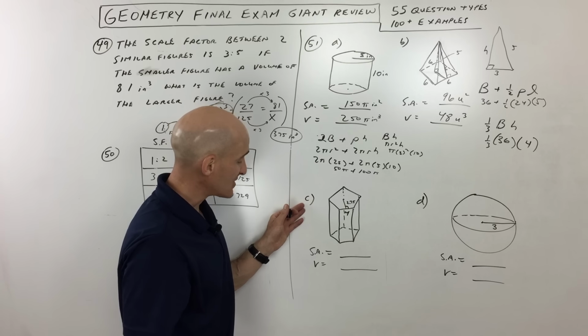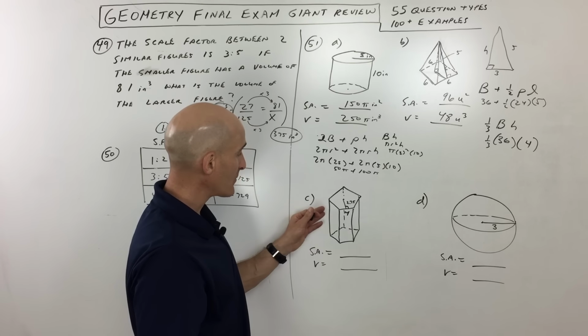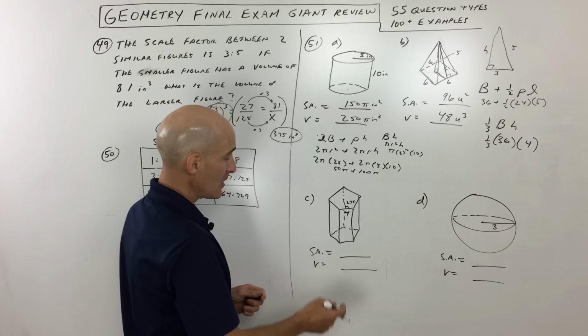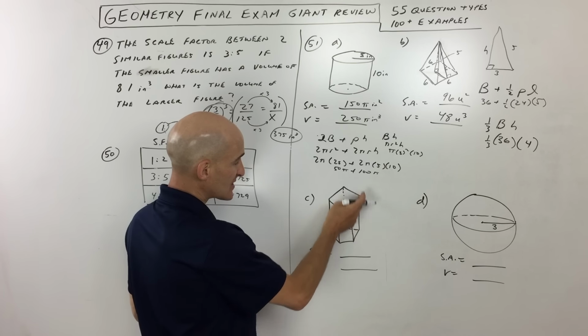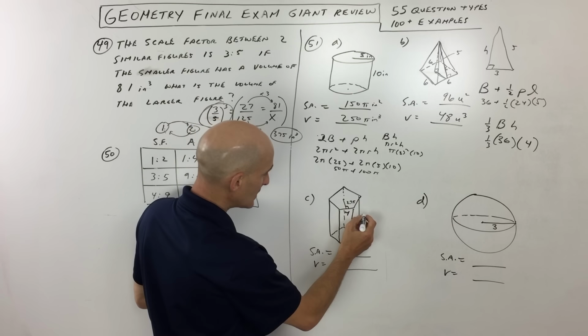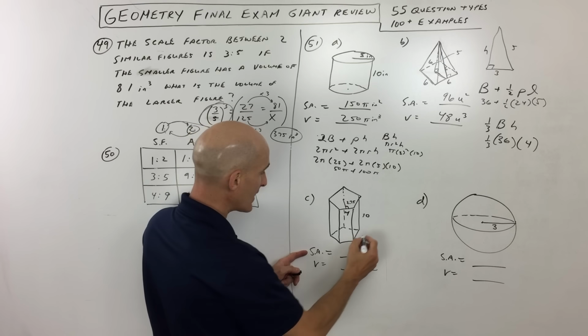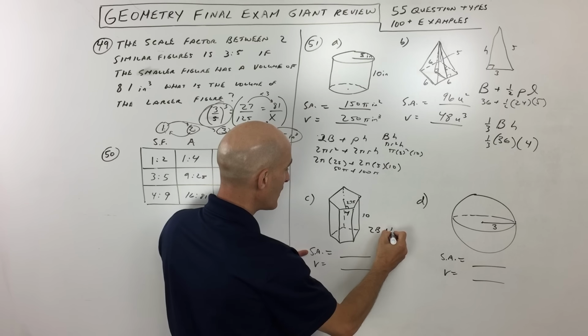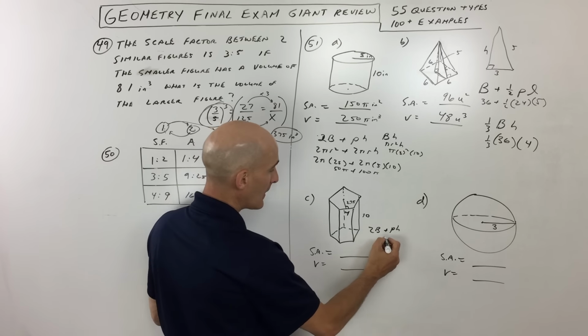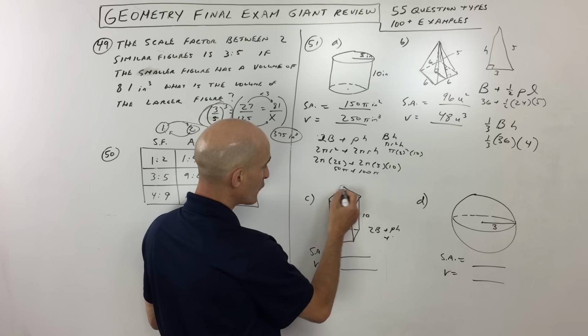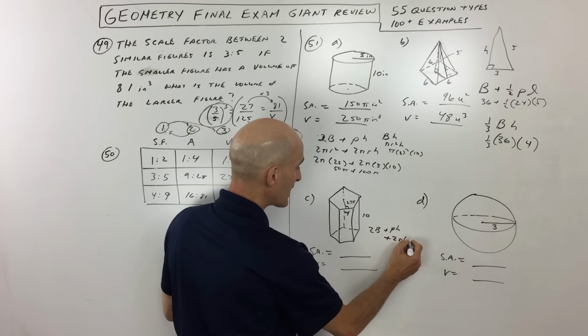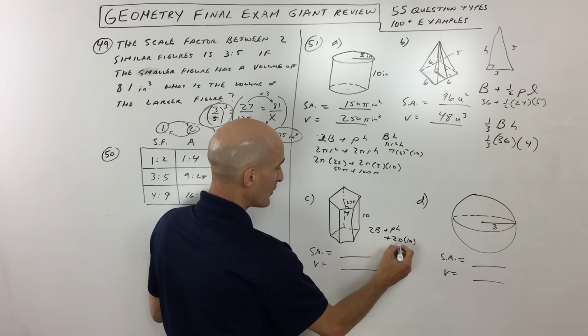Okay, letter C, I should say. We want to find surface area and volume of this pentagonal prism. Okay, the top and bottom are pentagons. They're separated by the height. Let's just make this height 10. Okay, so the surface area would be what? It's going to be 2 bases plus the perimeter of the base times the height. Let's do this part first. So the perimeter is 4 times 5, which is 20, times the height, which is 10, okay, which comes out to 200.